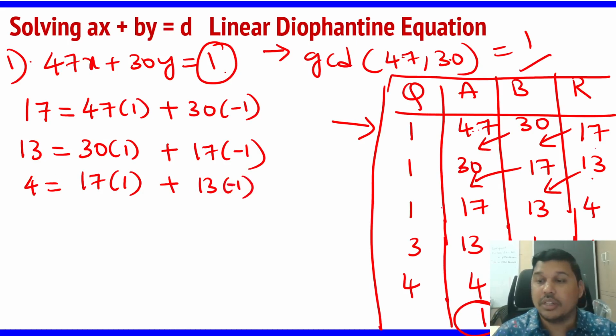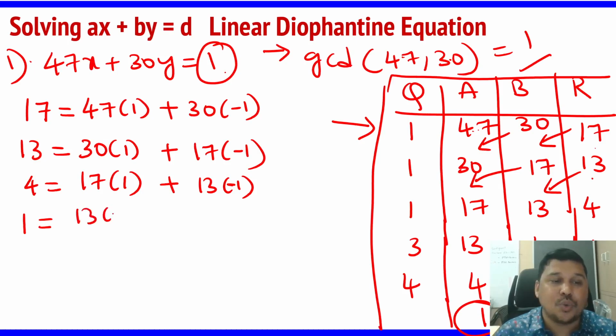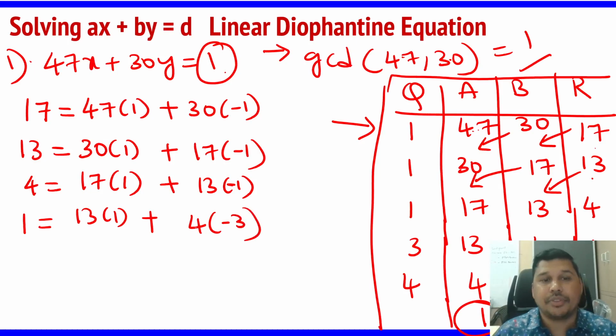I get 4. Then the last non-zero remainder is 1. How can we write this? 1 is 13 into 1 plus 4 into minus 3. See, we are generating equations. Using remainders, we are trying to write equations for A and B. For each remainder, we are writing using A and B like this. So, we got 4 equations here. Right. Now, we do reverse substitution here.